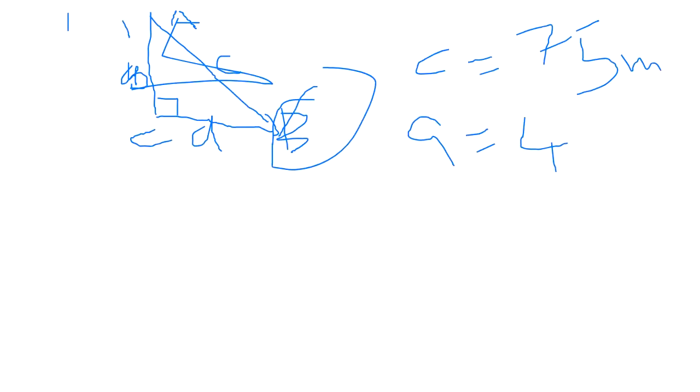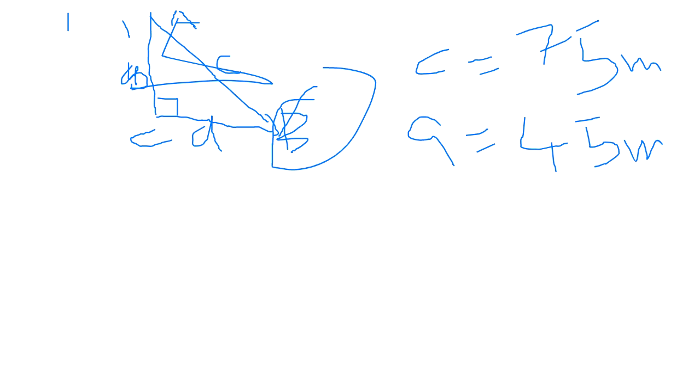A is 45 meters. C is 75 meters and A is 45 meters. So it says that we must find all the six trig ratios.